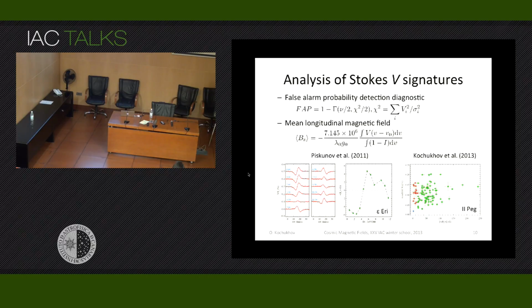But if stars have faster rotation and more complex Stokes V profiles, it becomes not so useful to measure the longitudinal field. This is an example of when this formula doesn't give us any insight: the lack of correlation. This is the longitudinal field, and this is the amplitude of the Stokes V signature. The star has lots of ups and downs in Stokes V. So large amplitude does not necessarily correspond to large longitudinal field.